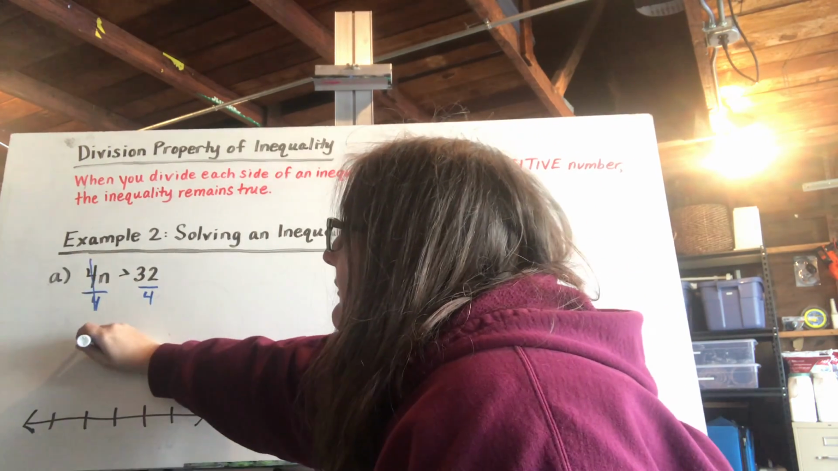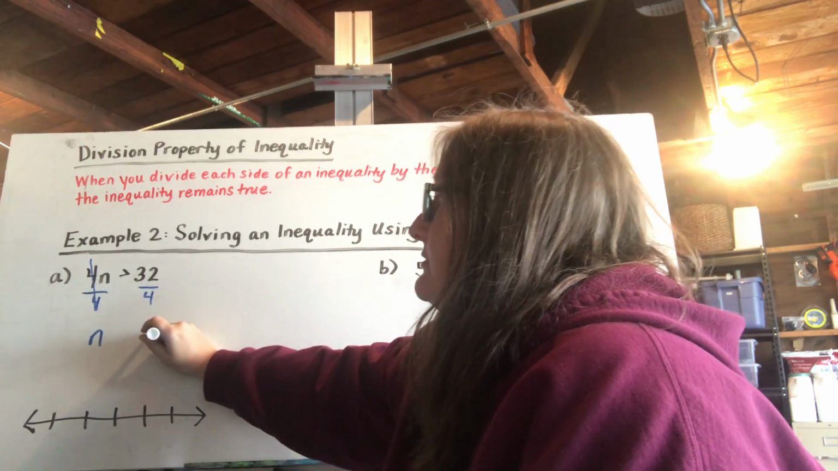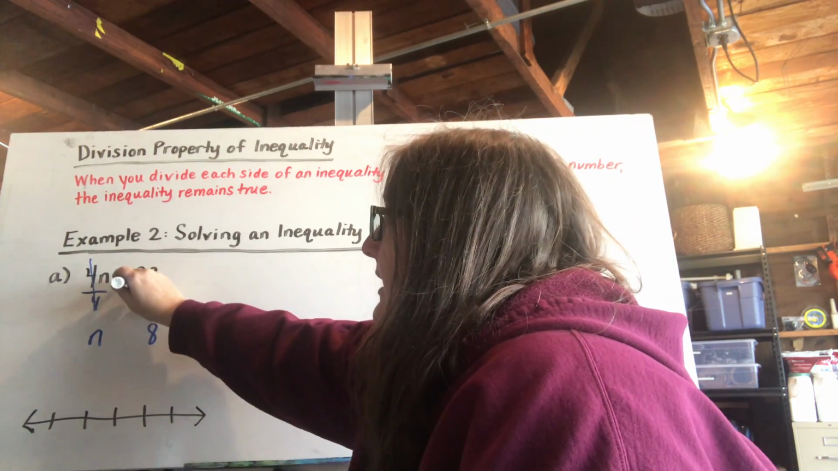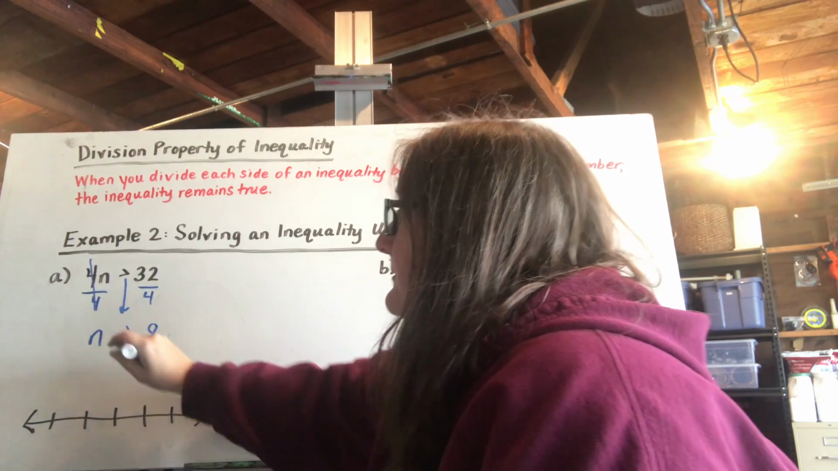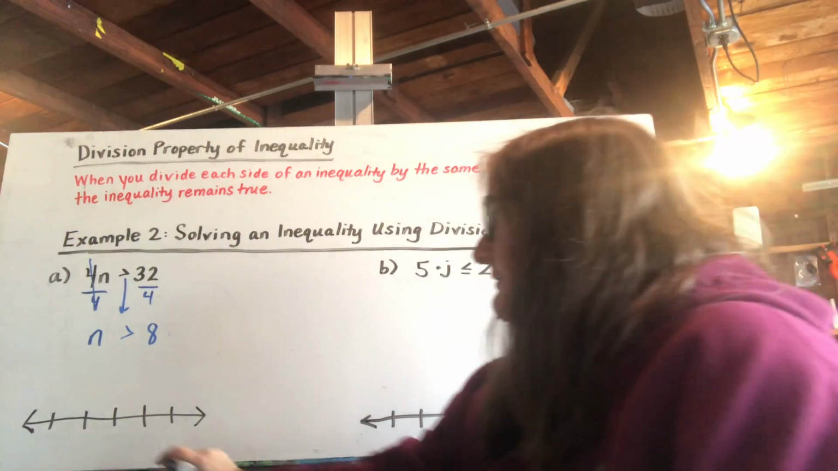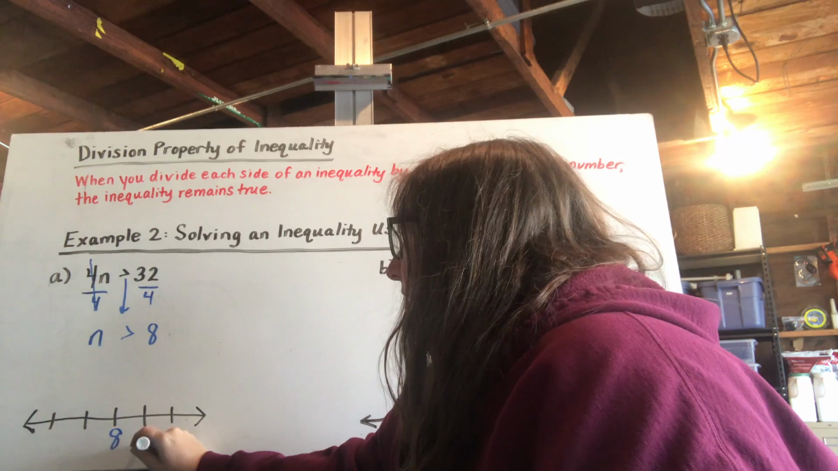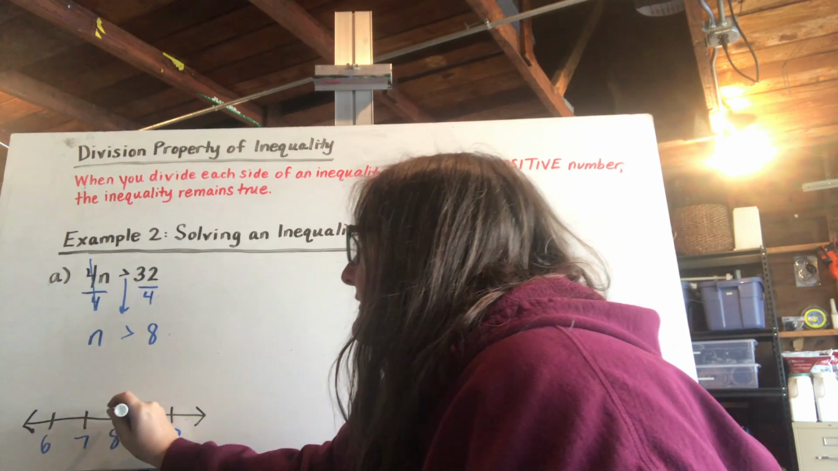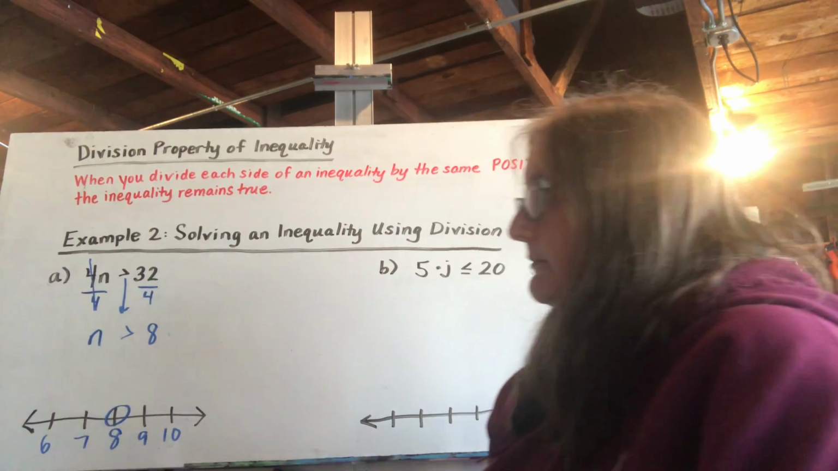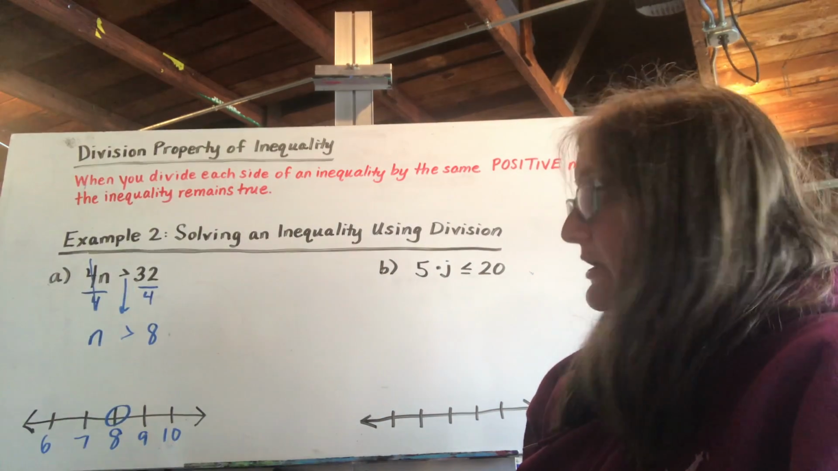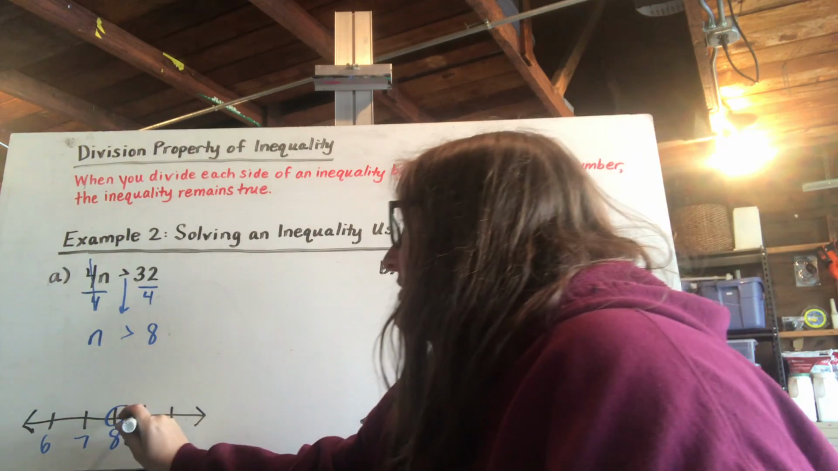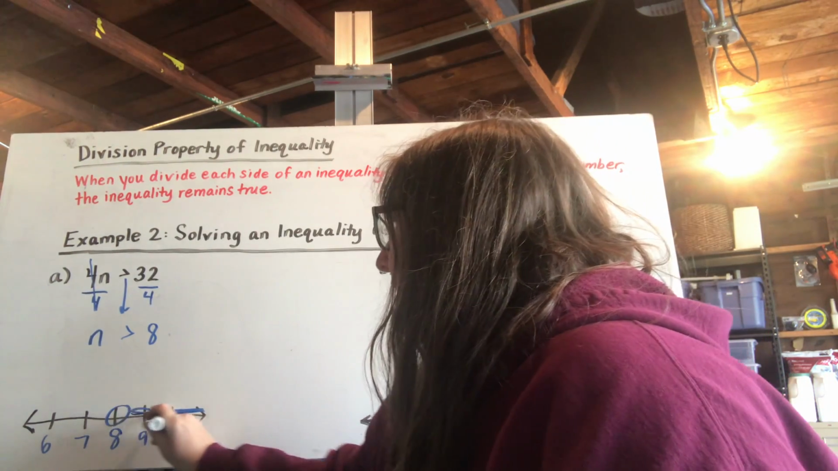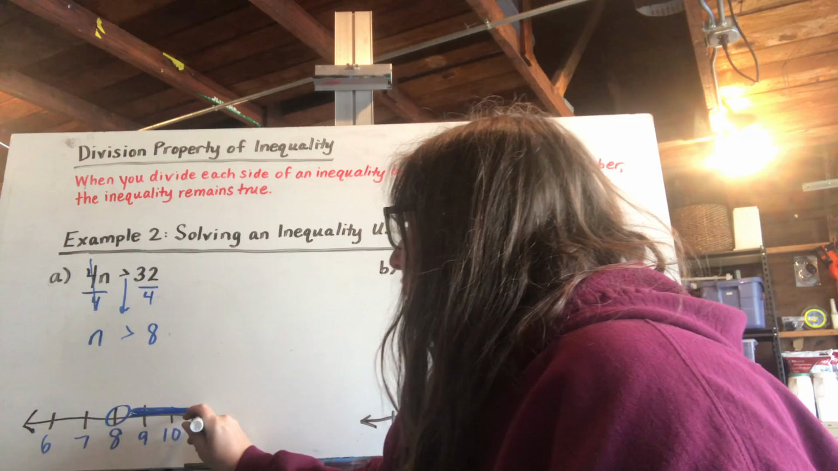So here my 4's cancel out, and I'm left with n. 32 divided by 4 is 8, and then I bring down my inequality sign. So n is greater than 8. So I'm going to put 8 on my number line, and at 8 I'm going to have an open circle this time. It does not say n could be equal to 8. It says n is greater than 8. So things that are greater than 8 are to the right, like 9 and 10. So I'm going to shade this direction.